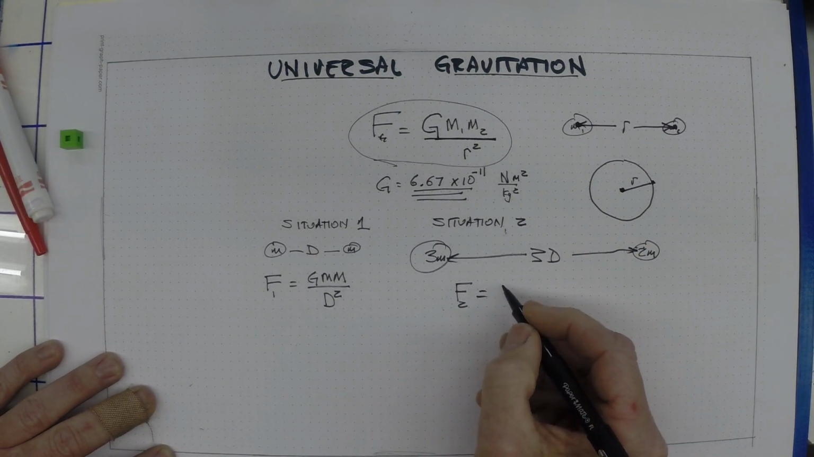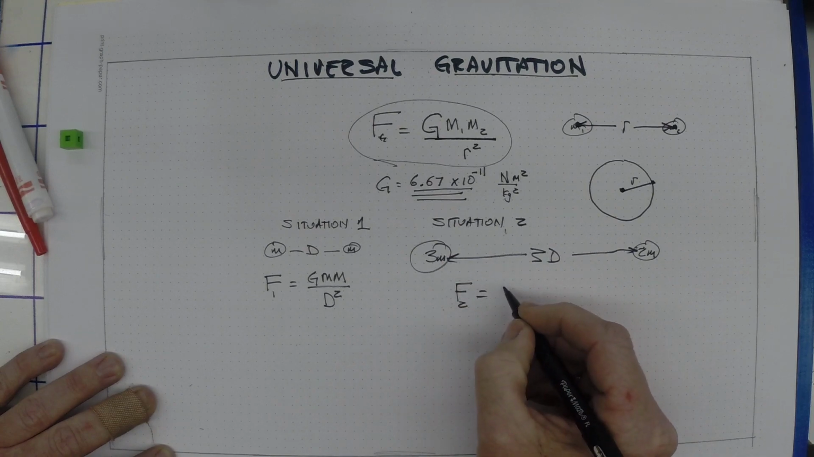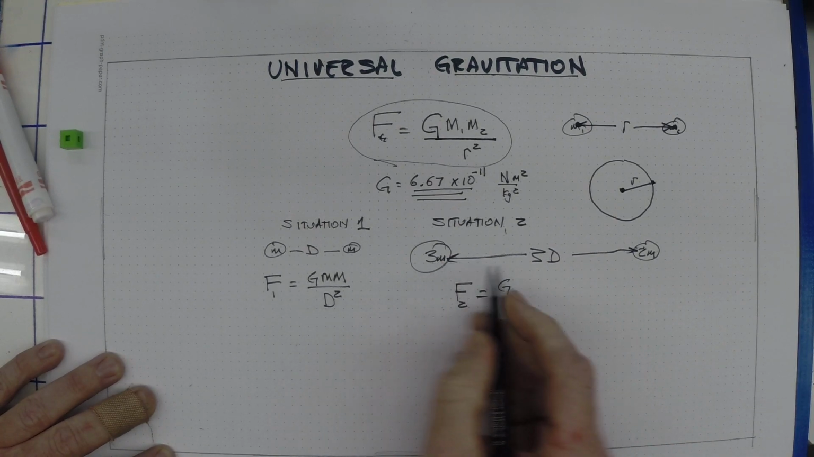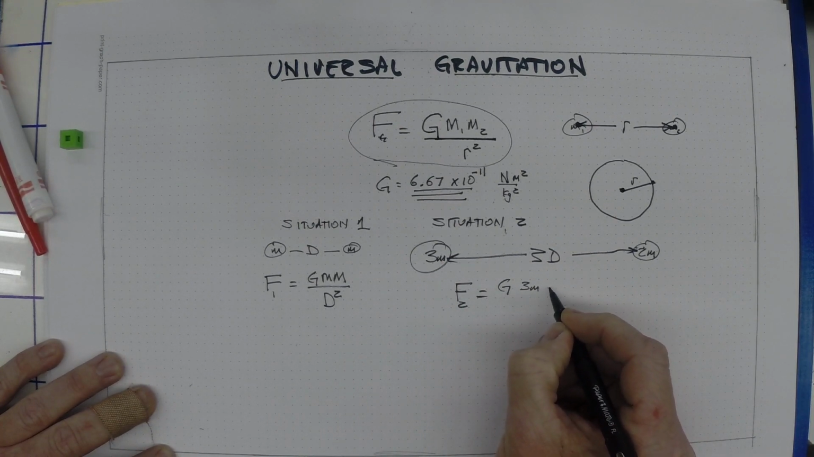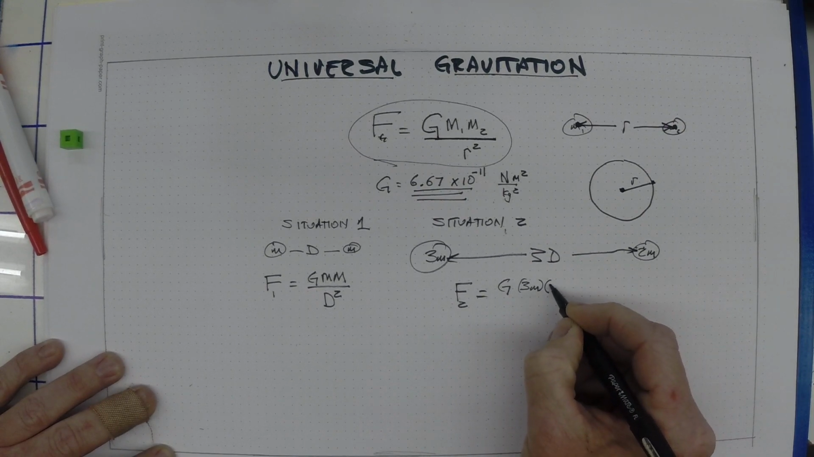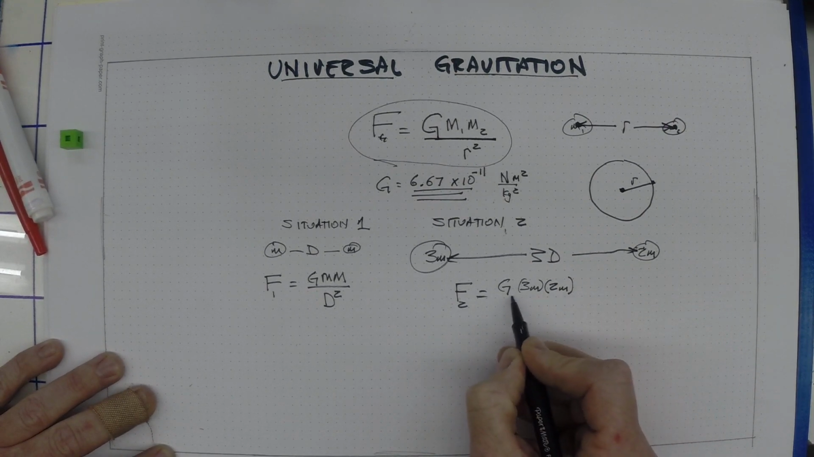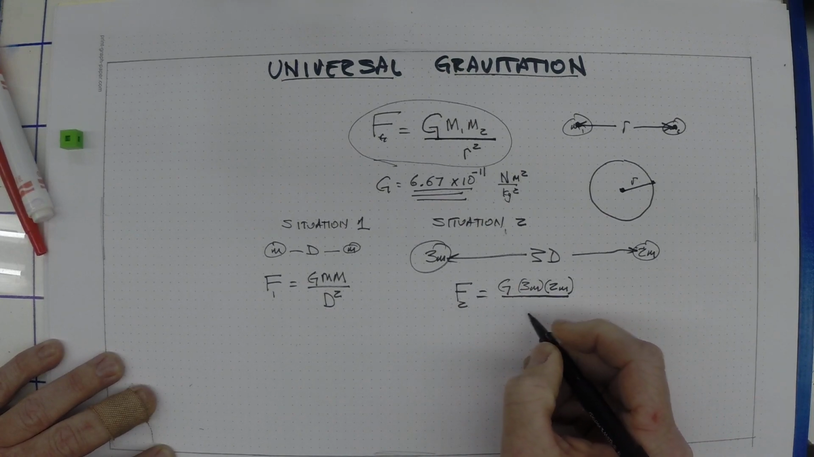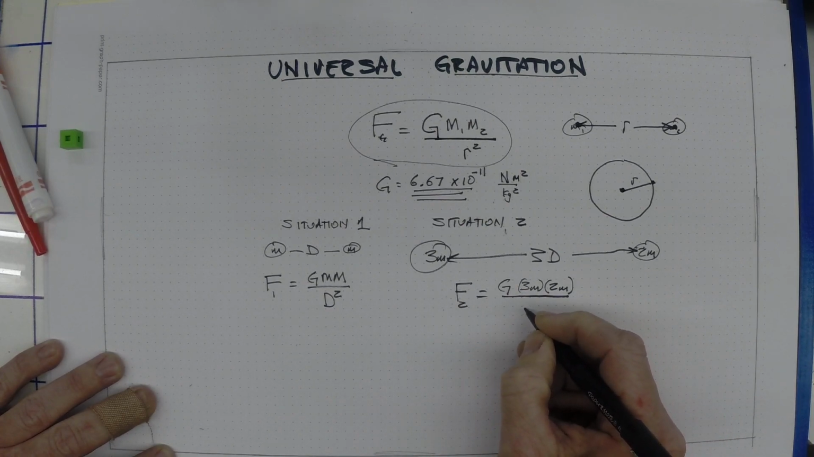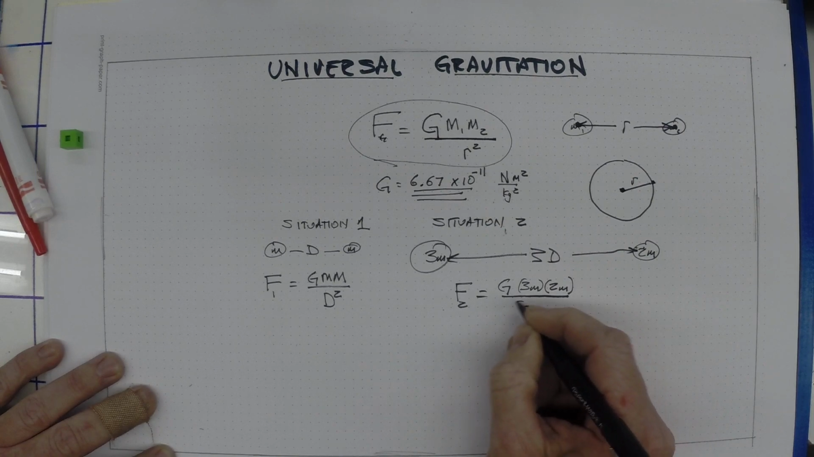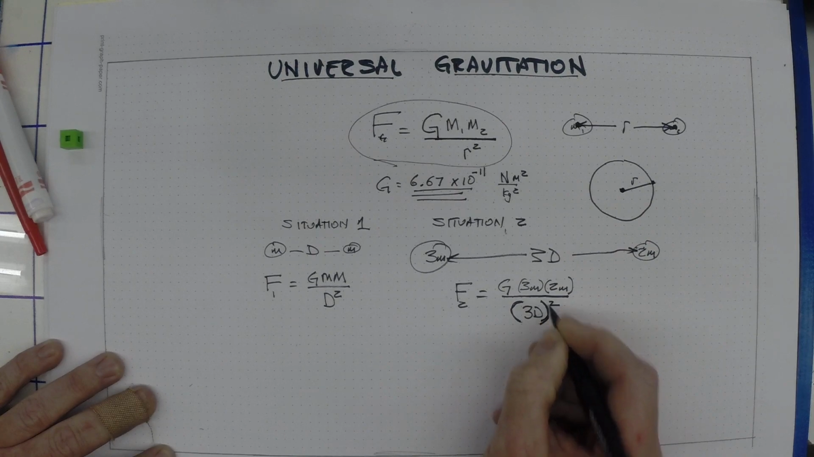Well, plug everything in. Big G, 3m times 2m over, this is the crucial part. This is the part that you'll probably make a mistake on if you're not careful. 3d squared. The entire thing gets squared.